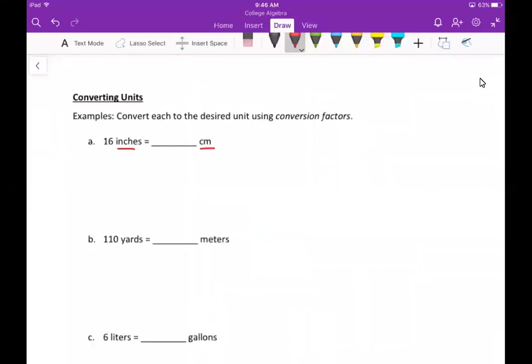We've got that 16 inches need to be converted to centimeters. So here are the steps I like to follow. I always start by writing down what I have. I have 16 inches. Now, you're always going to multiply by that conversion factor because if you multiply anything by 1, it stays the same.